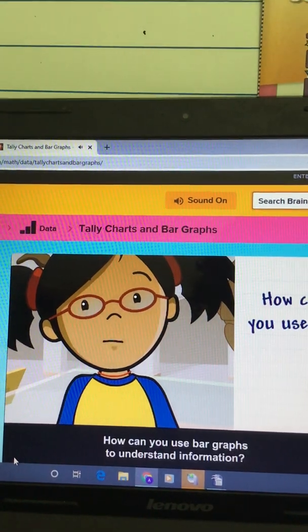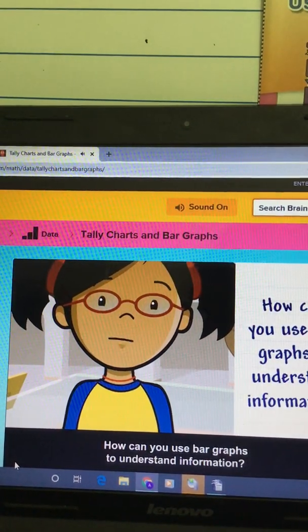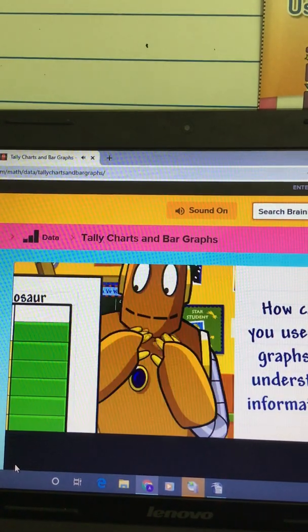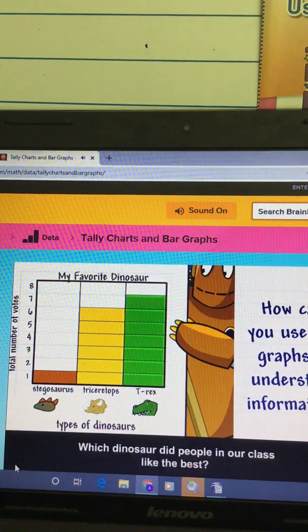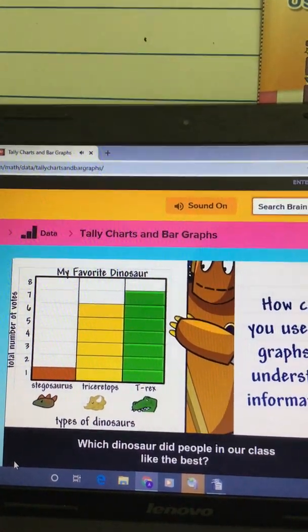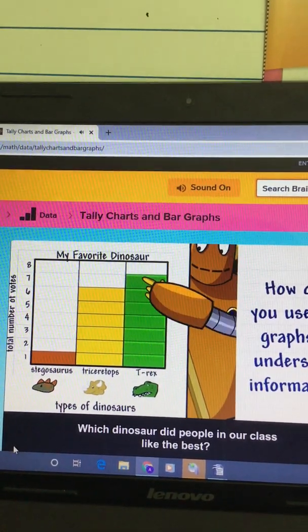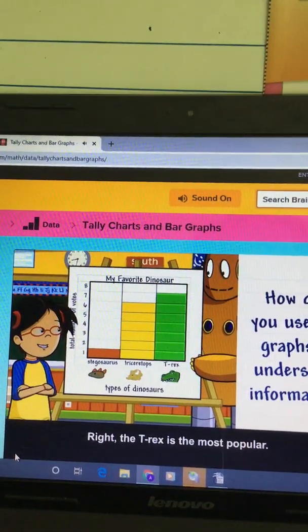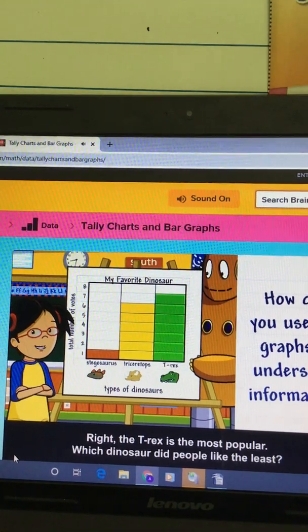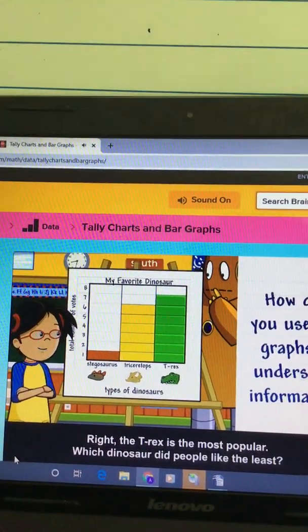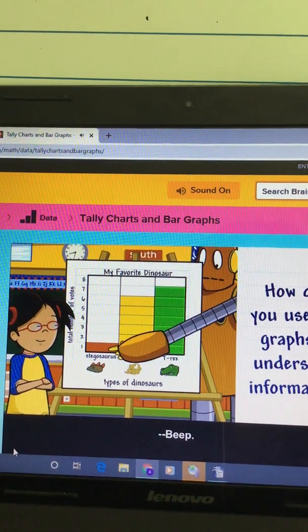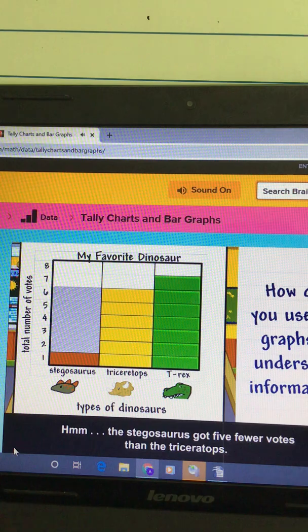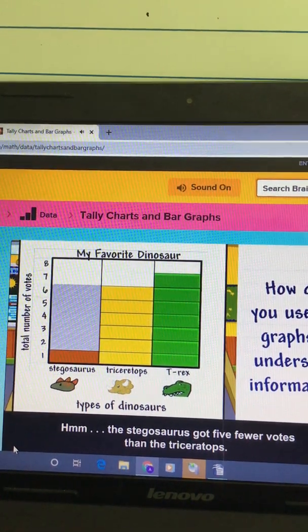How can you use bar graphs to understand information? Bar graphs help you answer questions. Which dinosaur did people in our class like the best? Right, the T-Rex is the most popular. Which dinosaur did people like the least? The Stegosaurus got 5 fewer votes than the Triceratops.